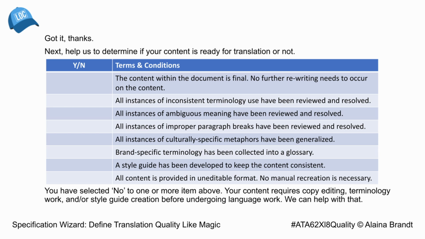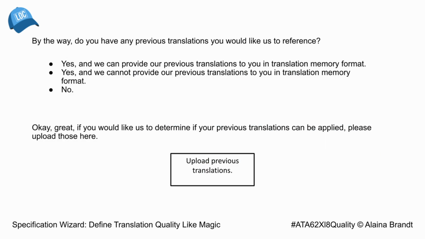Okay, great. So now we need to determine, hey, is your content even ready for translation? Please go through this checklist and confirm these things for us. One, the content is final. It's ready to go. Two, inconsistent terminology use has been resolved within the content. They would put yes or no. All instances of ambiguous meaning have been reviewed and revised. All instances of improper paragraph breaks have been reviewed and revised, et cetera. You could put as many items as you want within this checklist. And then if they select no to one or more of the items, you just say, oh, okay, great. We see that you need copy editing too. We see that you need terminology work too. Thanks for giving us this information. This helps us understand what services we need to provide on your content.